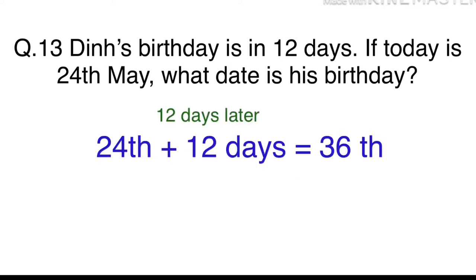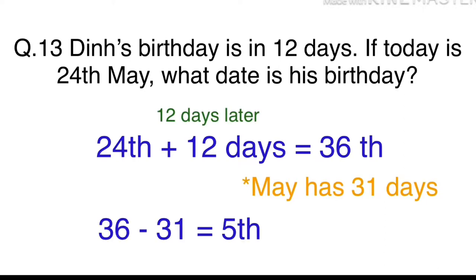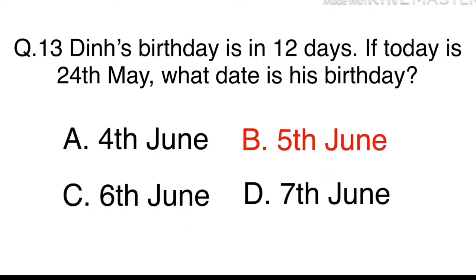Right now is the 24th of May and plus 12 days is the 36th of May. May has 31 days, so 36 minus 31 is the 5th. This will mean that Din's birthday is on the 5th of June. The answer is B, 5th of June.